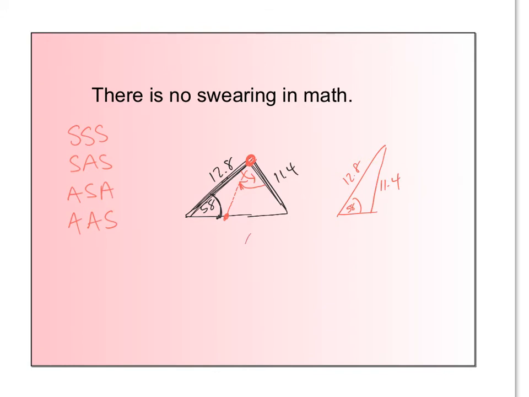It's called the ambiguous case, and there's two possibilities of how it could look. And so just because I give you an angle, side, side doesn't mean the two triangles are congruent. Therefore, there is no ASS theorem. Just remember, no swearing in math, you'll be fine.